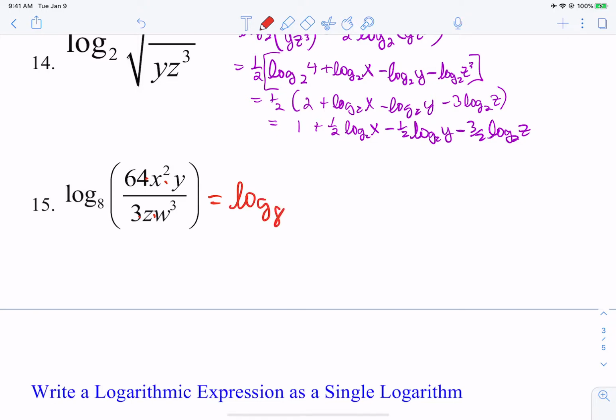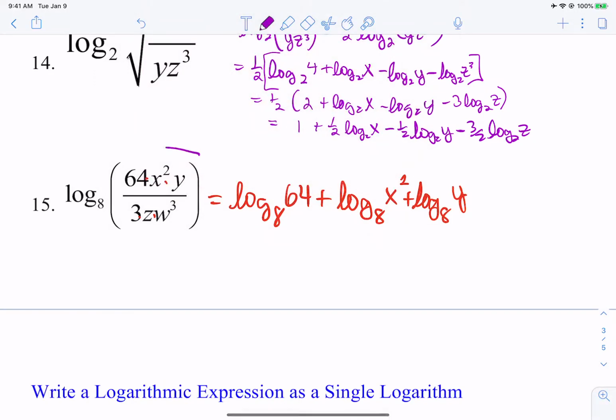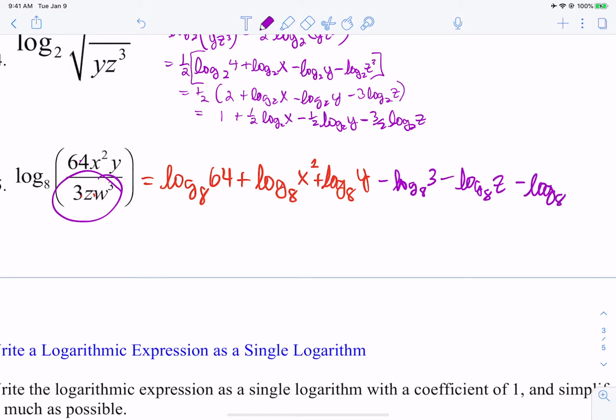So this is the log base 8 of 64 plus the log base 8 of x squared plus the log base 8 of y. Now that's all from the top. Okay, so that's just the 64, the x squared, and the y. Now let's deal with all the factors in the bottom. We're going to subtract each one of those. So it's going to be minus the log base 8 of 3, minus the log base 8 of z, minus the log base 8 of w cubed. Now the only thing we can do next is if any number is related to the number 8, we can deal with that. And we can drop down the powers.